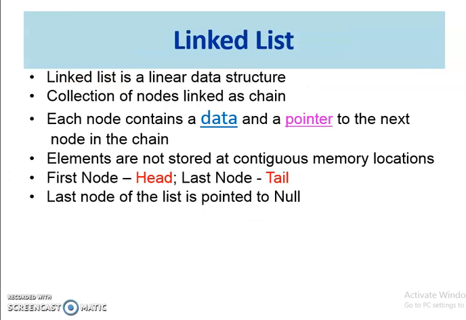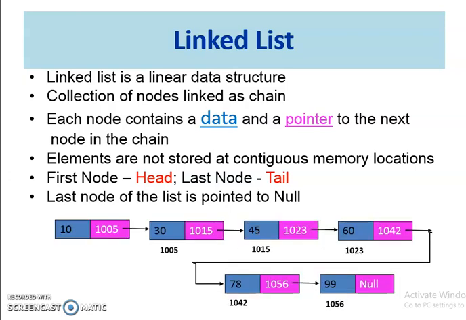Now let us see about the linked list. Linked list is a linear data structure. It is a collection of nodes linked as a chain. Each node contains a data and a pointer to the next node in the chain. The elements in the list are not stored at continuous memory locations. The first node is called the head and the last node is called the tail. The last node of the list is pointed to null. This slide gives you a visualization of a linked list.